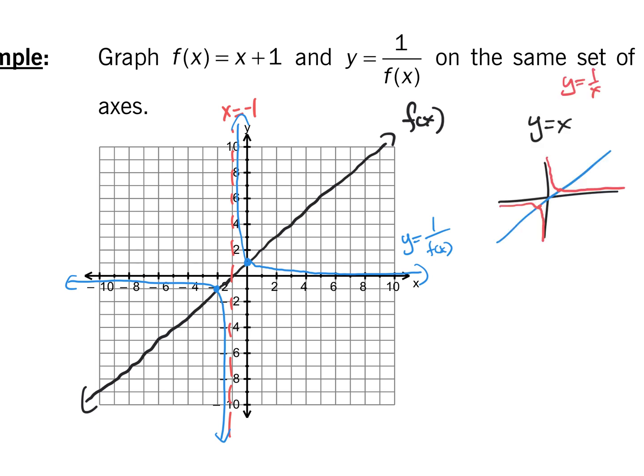So actually, the red graph I just drew over here is the reciprocal function. We've talked about the absolute value function. We've talked about the quadratic function. These are all the mother functions we've looked at so far. And here's another one, the reciprocal function 1 over x. Okay?